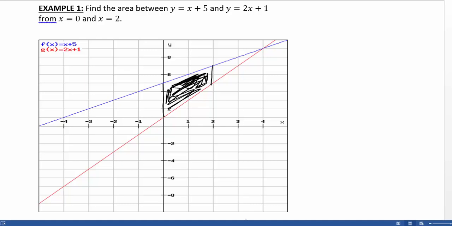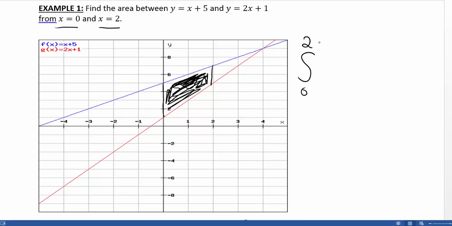So what I need in order to be able to do this is I need bounds, and I need functions, and I need to determine which function is on top and which function is on bottom. So here, the bounds are given to me within the problem. I'm looking between x equals 0 and x equals 2. Remember, the numbers that go on the bounds of a definite integral are defined by independent values. So here, we're looking between 0 and 2.